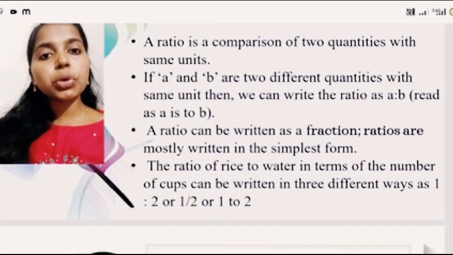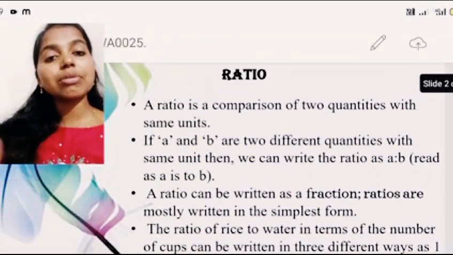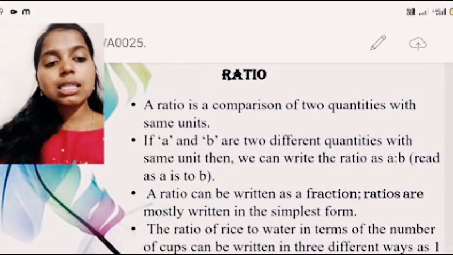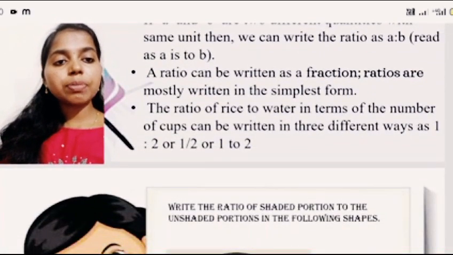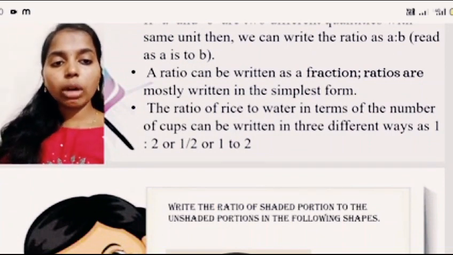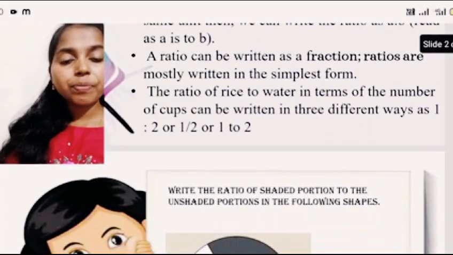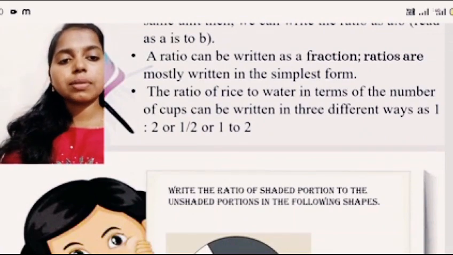For example, 2 is to 4. Here, 2 is the greatest common factor. So, we can divide each number by 2. Then the ratio will be in the simplest form. The ratio of rice to water in terms of number of cups can be written in three different ways as 1:2, 1 divided by 2, or 1 to 2. For example, 1:2 is the ratio form and 1 divided by 2 is a fraction form. We can write a ratio in three different forms.